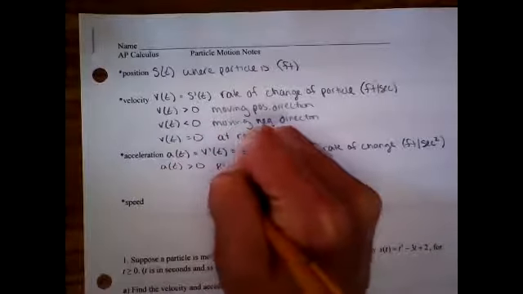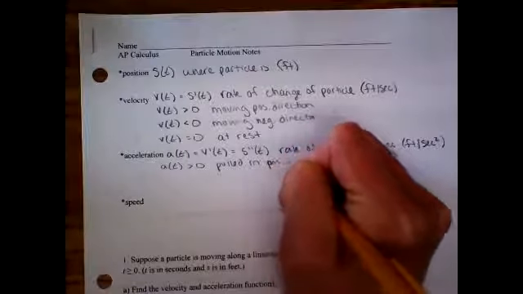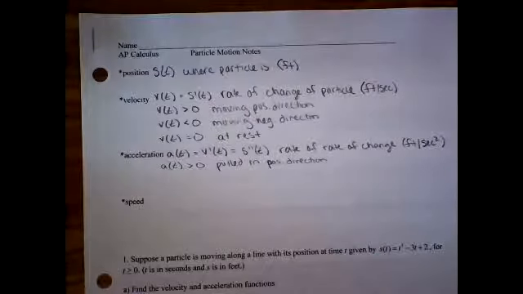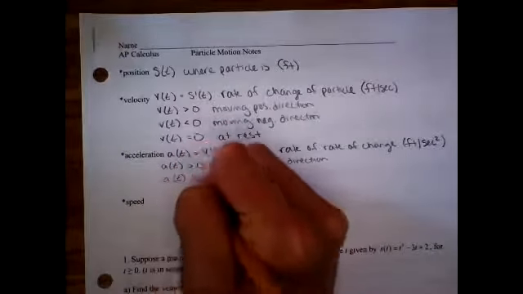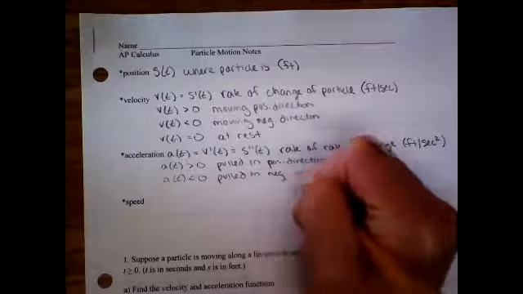So for acceleration, if acceleration is positive, it means you're being pulled in the positive direction. This is the thing that gets everybody. It doesn't mean you're moving in the positive direction. It means you're being pulled in the positive direction. You could be moving in the negative direction and be getting pulled in the positive direction. The acceleration is the pull. All right, so if acceleration is negative, it means you're being pulled in the negative direction.